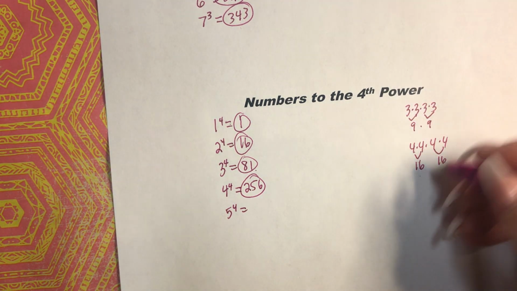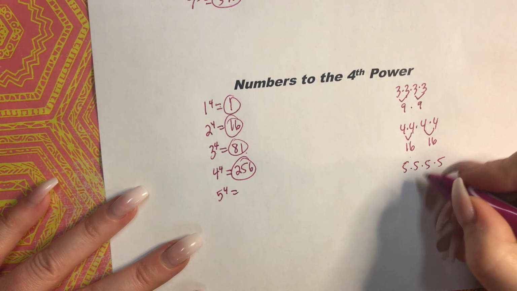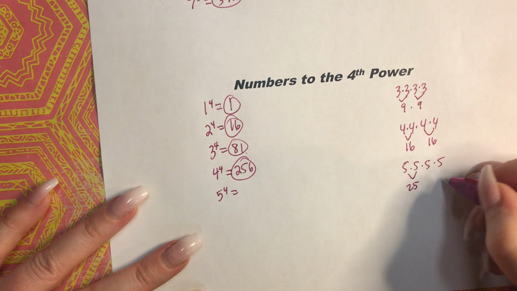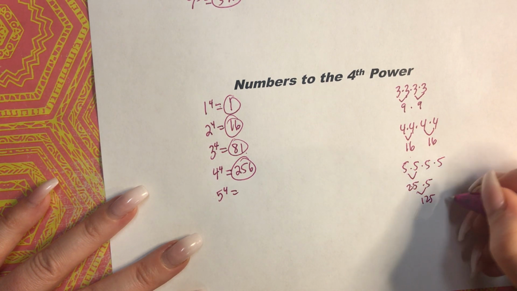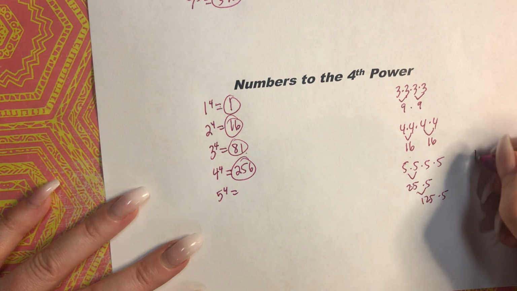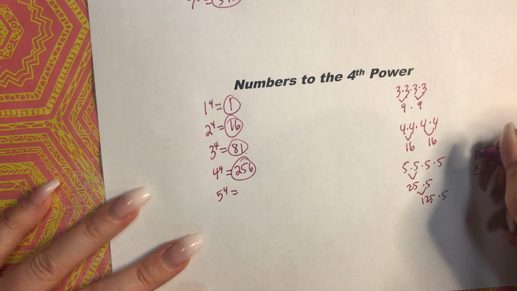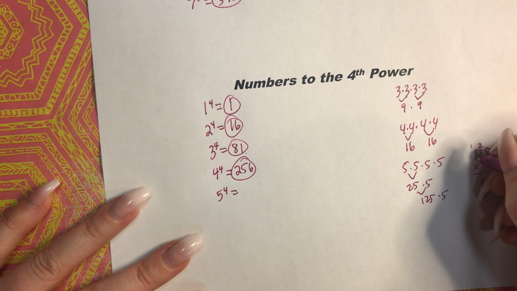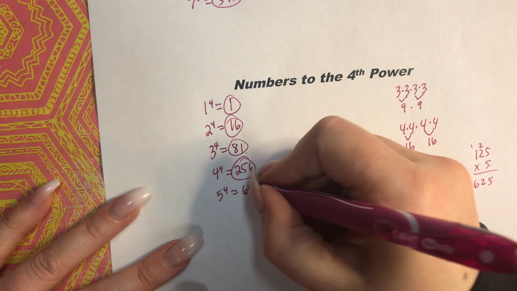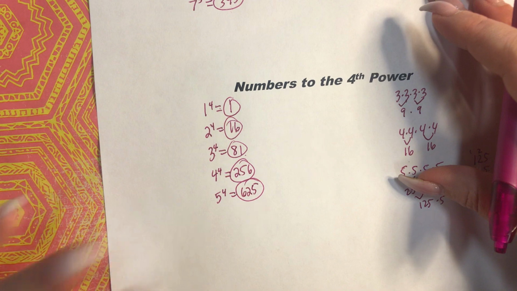Okay, and then 5 to the 4th power, and I think that's as high as we'll go. 5 to the 4th power is the same thing as 5 times 5 times 5 times 5. So 5 times 5 is 25. 25 times 5, that's 125. 125 times 5, I'm not sure. 625. That's 5 to the 4th power. Okay, so those are numbers to the 4th power.